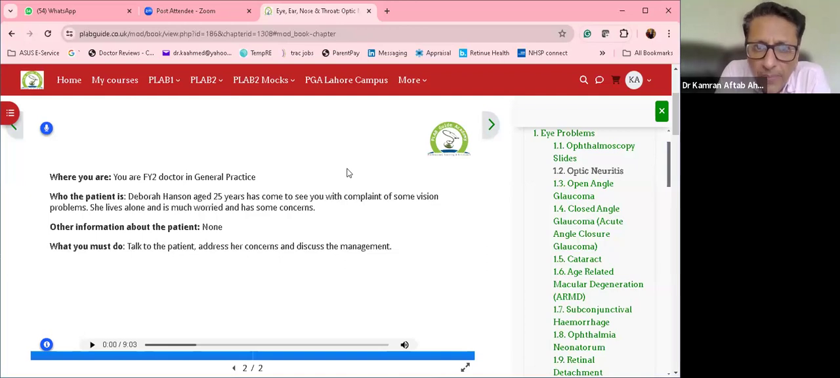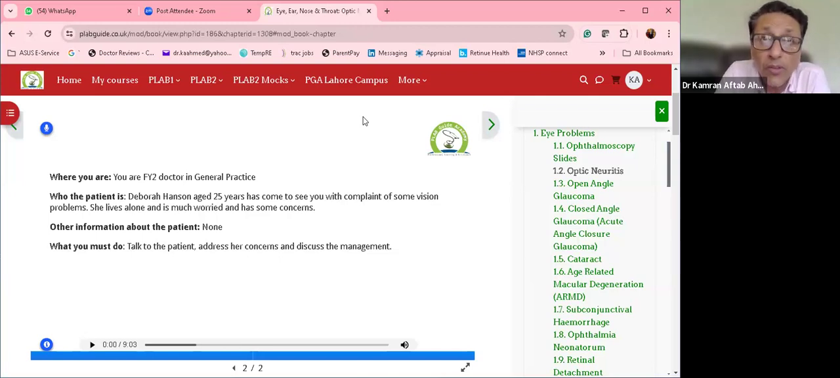Okay. If you have been labeled with glaucoma, only then you need to inform DVLA. And only DVLA will decide if you are okay to drive or not. Yes, the patient may ask you, doctor, will I be able to drive or will DVLA let me drive? So you don't have the answer. Just tell them that you are not an expert of this condition, so you don't know.